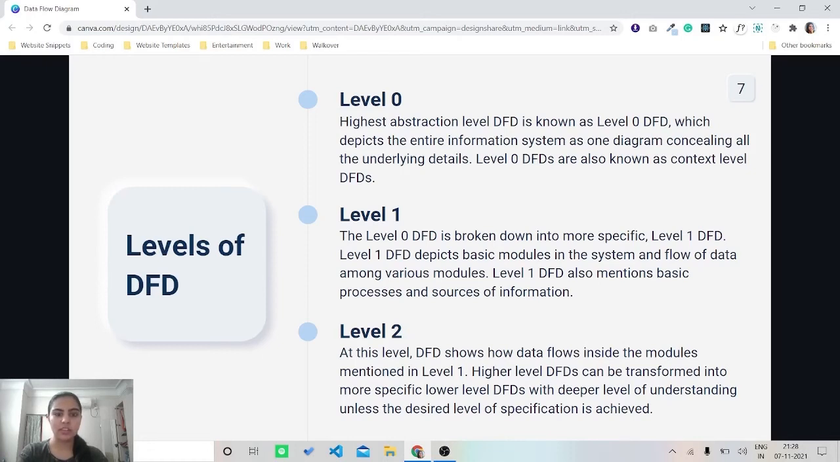Level 1. Level 0 DFD is broken down into a more specific level 1 DFD. Level 1 DFD depicts basic modules in the system and flow of data among various modules. Level 1 DFD also mentions basic processes and sources of information. Level 2. At this level, the DFD shows how data flows inside the modules mentioned in level 1. Higher level DFD can be transformed into more specific lower level DFD with a deeper level of understanding until the desired level of specification is achieved.